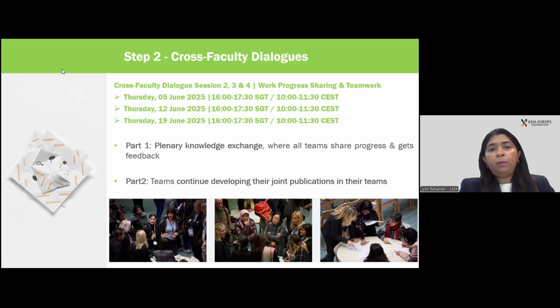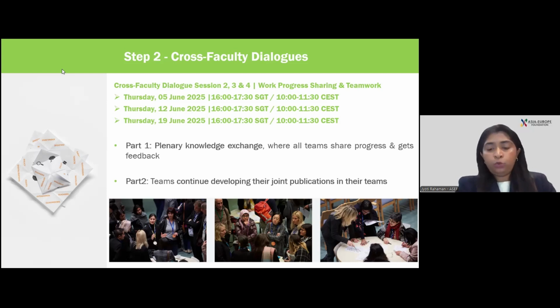So from the second cross-faculty dialogue session to the last one, we will have 2 parts. Part 1 will be in a plenary style, where we will invite all the teams to come together, share progress and any key challenges that they are facing or any key insights that they would like to share with everyone. And also if they want to get feedback from the other fellows that are not in their team.